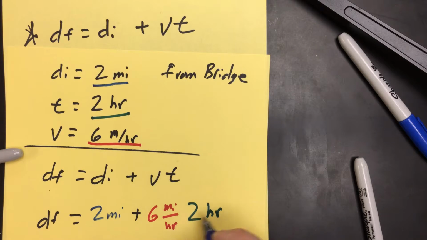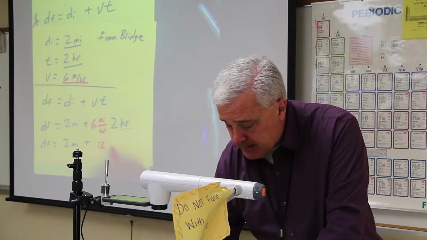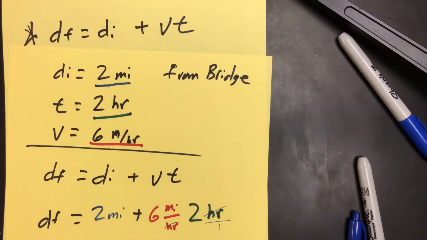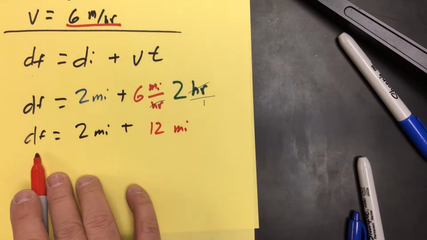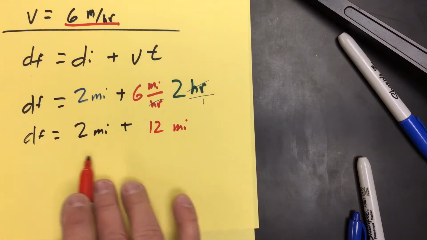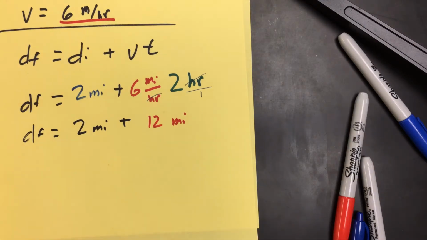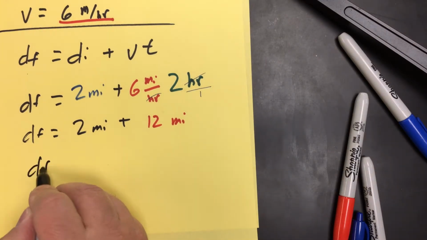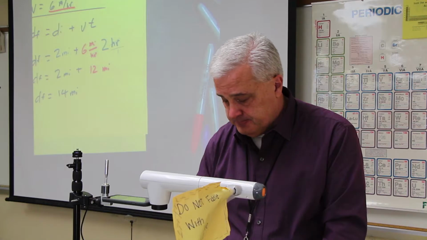So this is hours over 1. Hours are going to cancel, and it's going to give me just the miles. And then 6 times 2 is 12. So now I have the final distance. The final distance is 2 miles plus 12 miles. Miles adds to miles, and that's very convenient. And that gives us an answer of D sub F equals 14 miles.